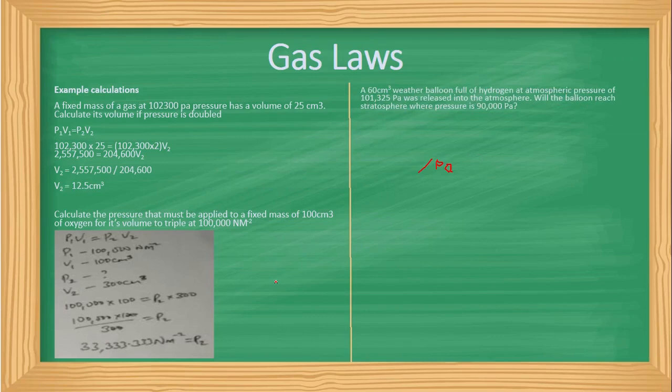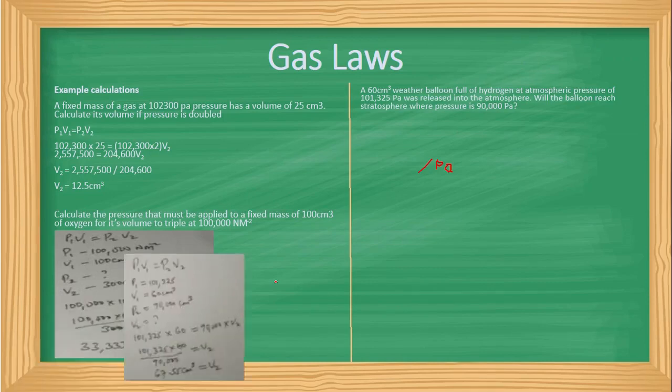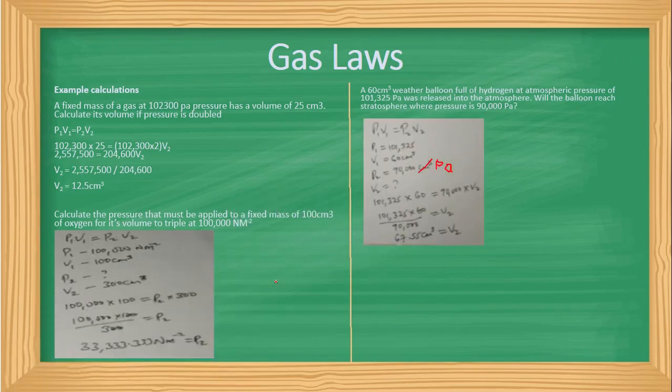Let us do another one. A 60 centimeter cubic weather balloon full of hydrogen at atmospheric pressure of 101,325 Pascal was released into the atmosphere. Will the balloon reach the stratosphere where pressure is 90,000 Pascal? Let us do our calculations. You find that our P1 here is 101,325 Pascal. Then our V1 is 60 centimeter cubic. Our P2 is 90,000 Pascal. Now we are looking for our V2.